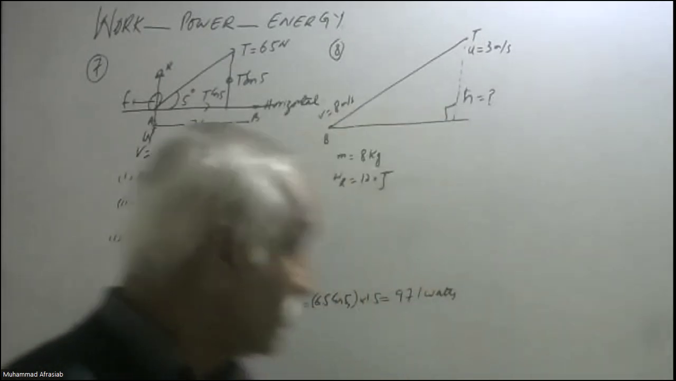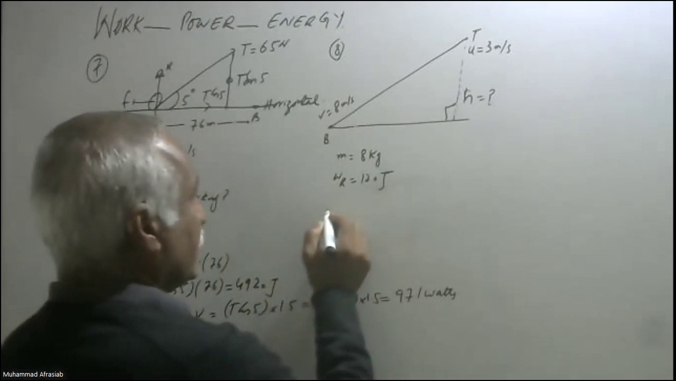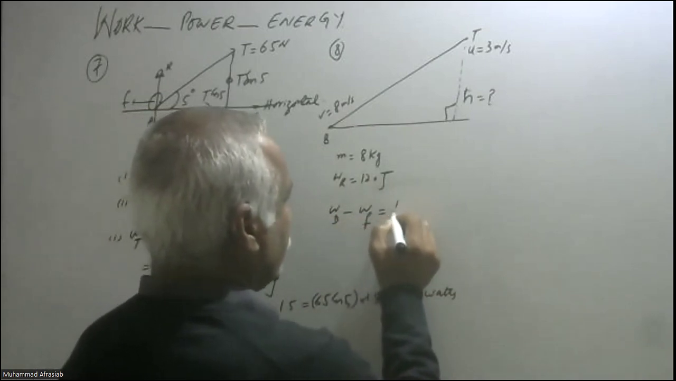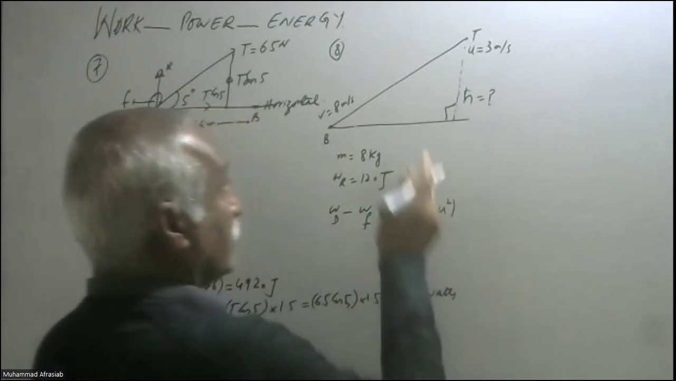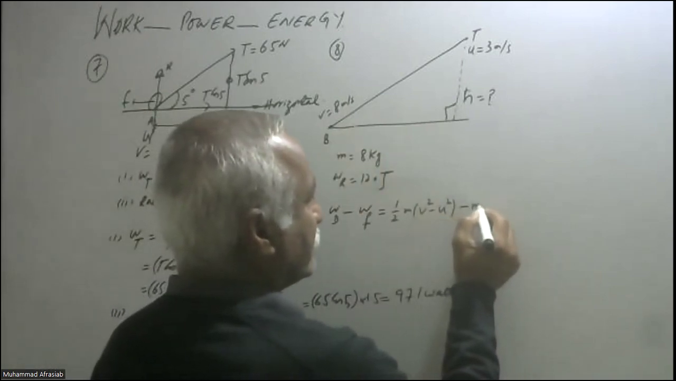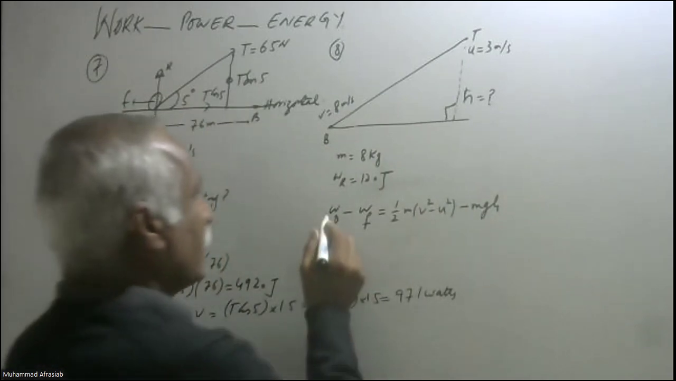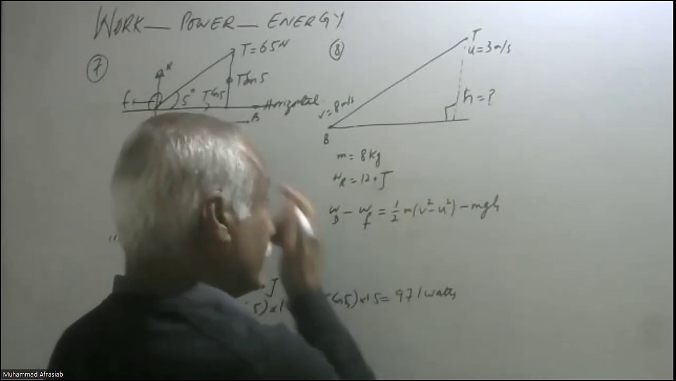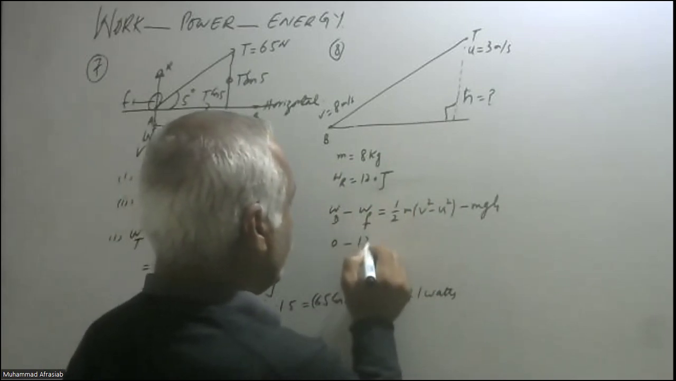Since they are asking about the height above the plane, we know that the work done by the driving force minus the work done by the frictional force is equal to the change in kinetic energy of the system. Because it is coming down, potential energy will be lost, so it will be equal to mgh. There is no driving force acting on the object, so this would be 0 minus the work done by the frictional force, which is 120.